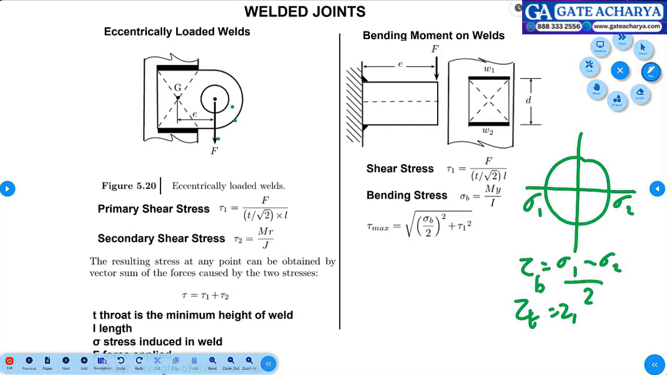Two forces are along the x-axis. Simply you can add them. When one is along x and one is along y, what will you do? Root over Fx square plus Fy square. That is the difference between these two.